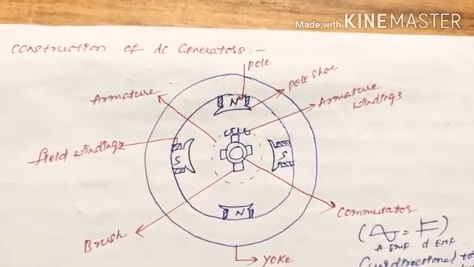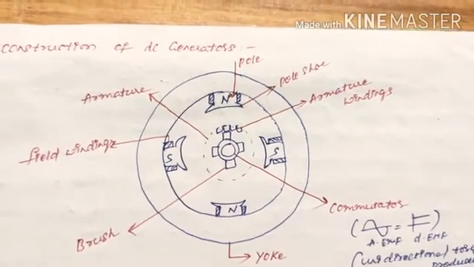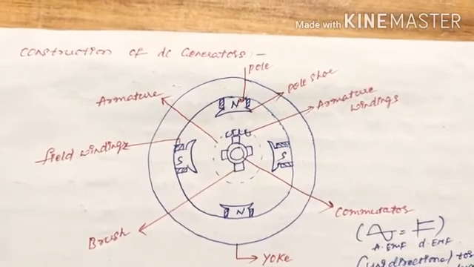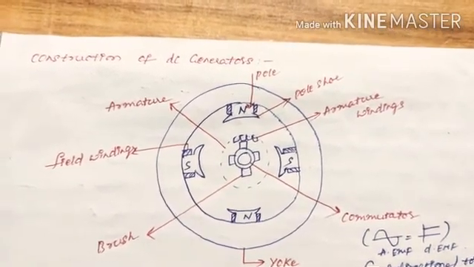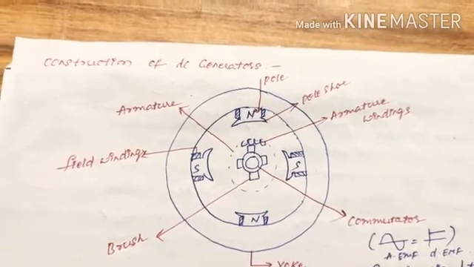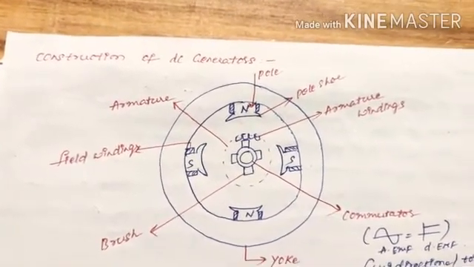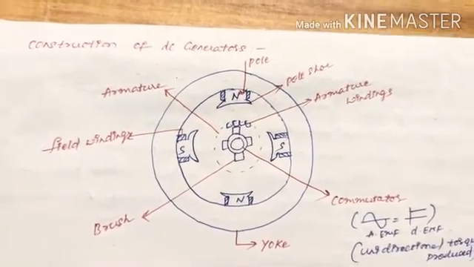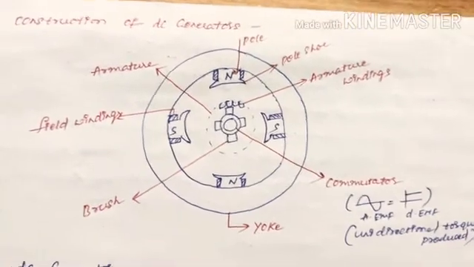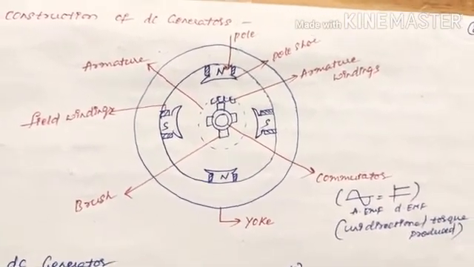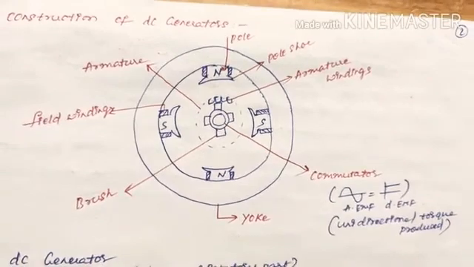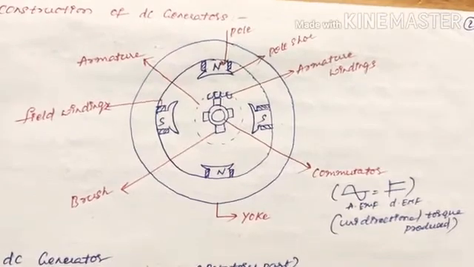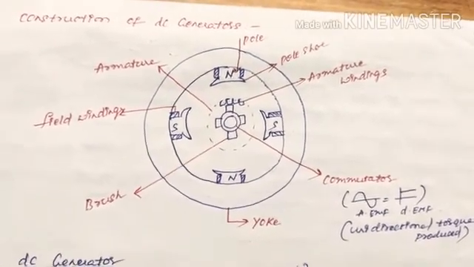And the next one is the brush. What is the need for the brush? Brushes collect current from the commutator and are made of carbon or graphite. Bearings are used for continuous operation of machines, like heavy machines which have to rotate at every moment. For that, bearings are used for heavy requirements.